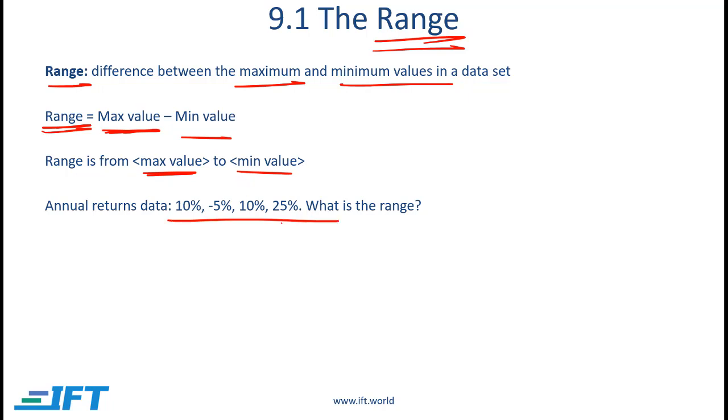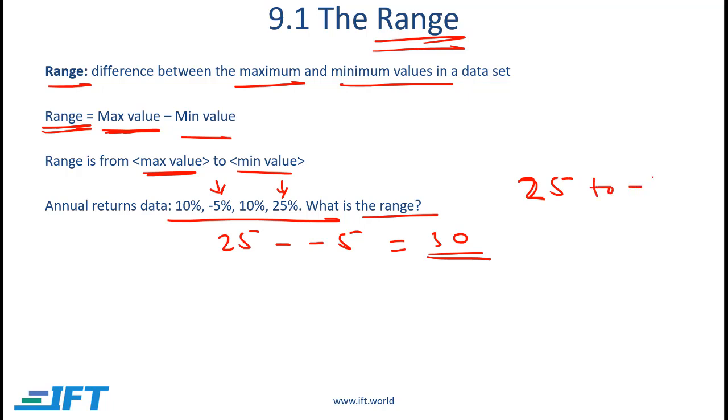If we are given this data, what is the range? So quickly come up with the answer before I give it to you. Here you look for the lowest number and the highest number, and one way of expressing this is that the range is 25 minus -5, which is 30, or we can say that the range is the maximum value to the minimum value. So we can say that the range is 25 to -5.